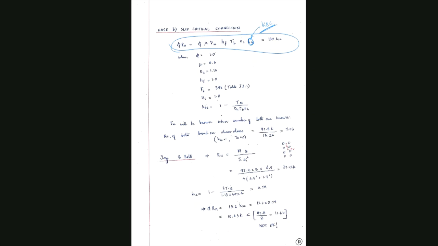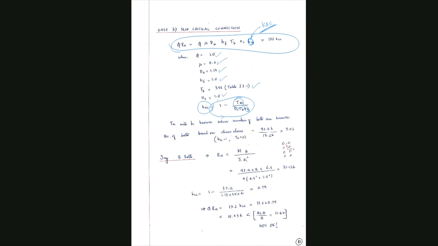You need to find the value of TU, and you need the number of bolts required, number of bolts in tension. Now let's go through each of these terms. You know phi, you know mu, you know DU, you know HF, TB is available in the manual, number of shear planes is 1. Now here we need to find the value of KSC. You can estimate the value of TU, the ultimate tension, and then DU.